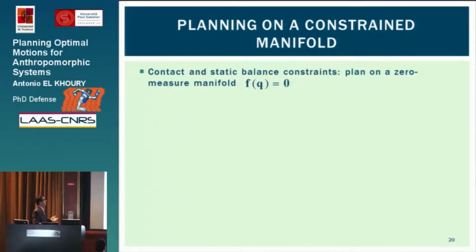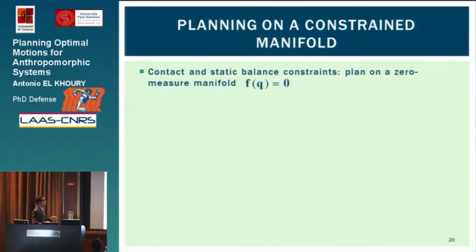So when we have contact constraints and we also have static balance constraints, it consists of planning on a zero-measure manifold. So we cannot really explore the whole configuration space. We need to explore a specific sub-manifold of this configuration space. And so in our case, we will consider that such manifolds can be expressed as the set of solutions, or roots, of the function f, a vector function f, which is made up of these constraints.